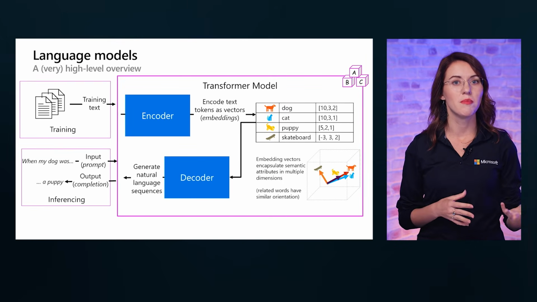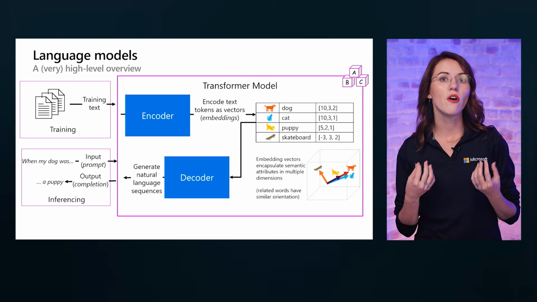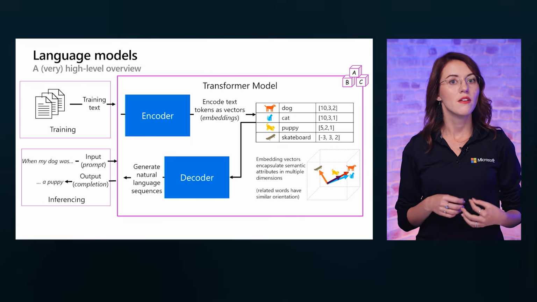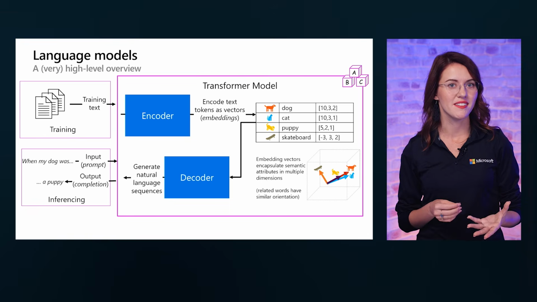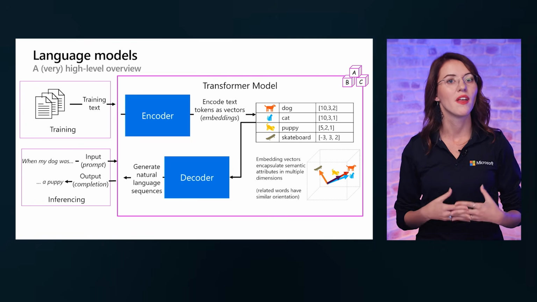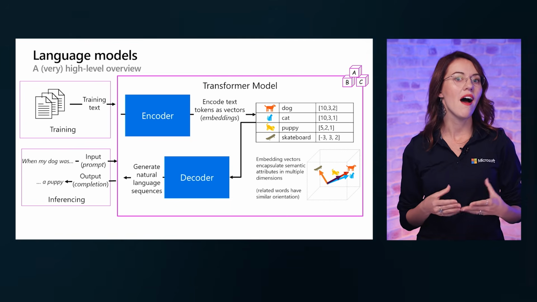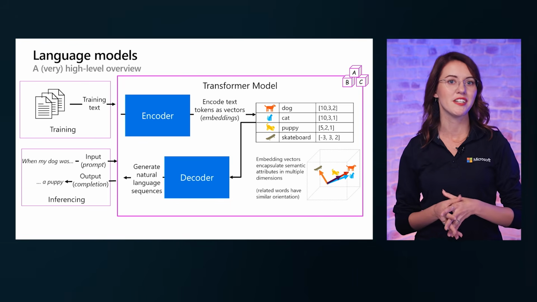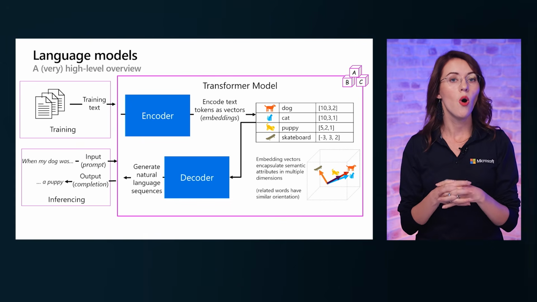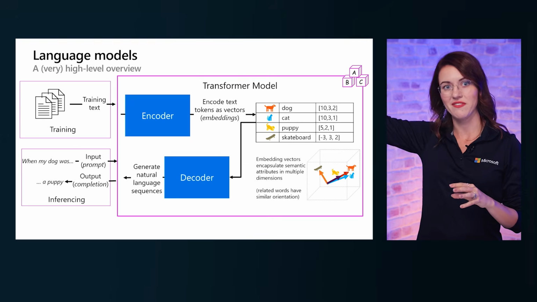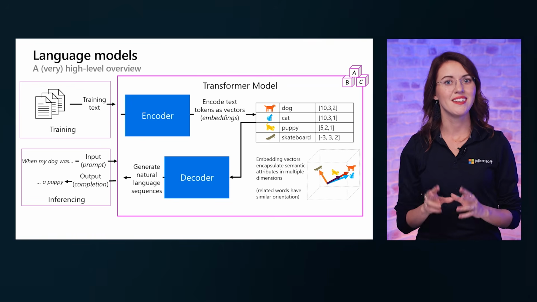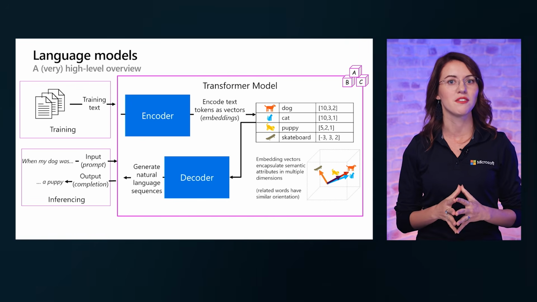Computers work with numbers, not words. So, we convert words into numeric representations called tokens. Tokens are mapped to embeddings, which are multidimensional numeric vectors that capture meaning. Words with similar meanings have embeddings that point in similar directions in the space. For example, dog and puppy are close together, while skateboard is far away. Now, let's talk about the encoder and decoder blocks, the two main components of a transformer.